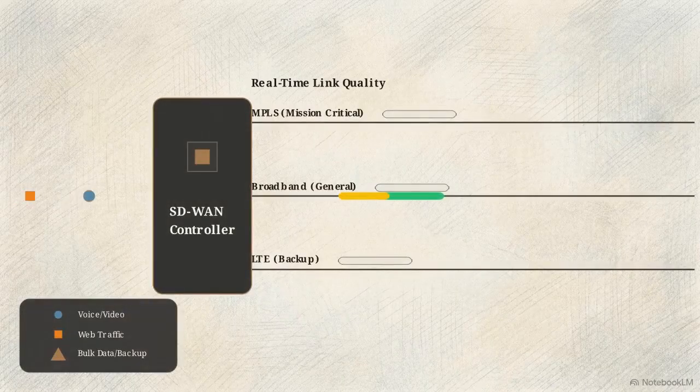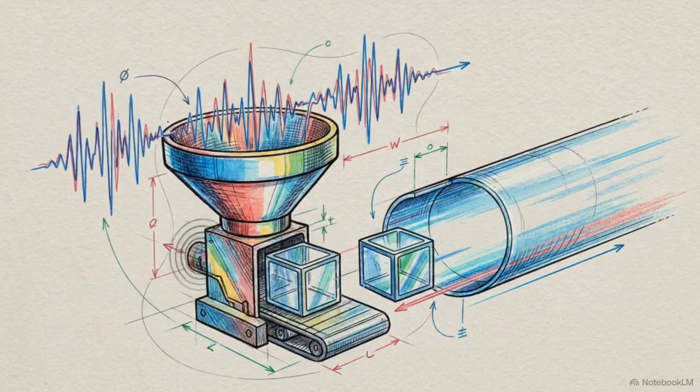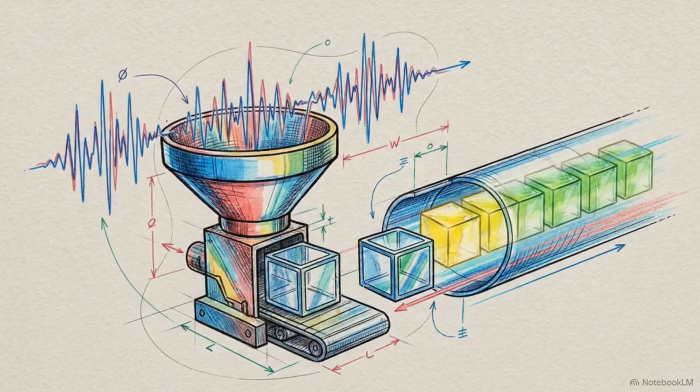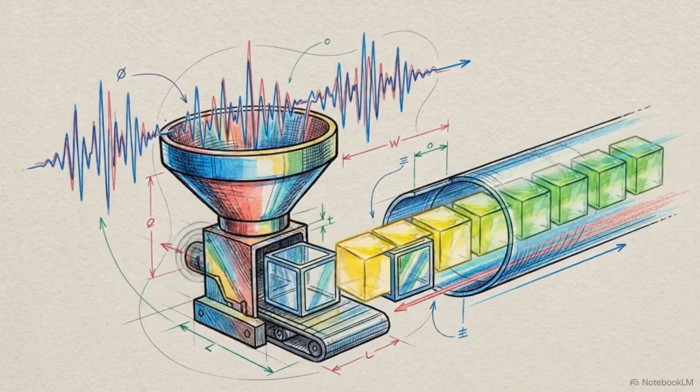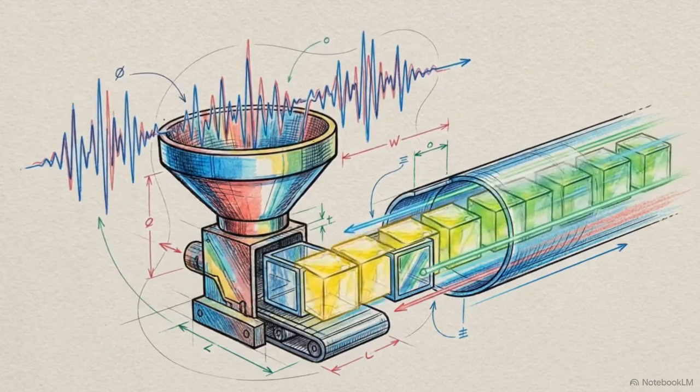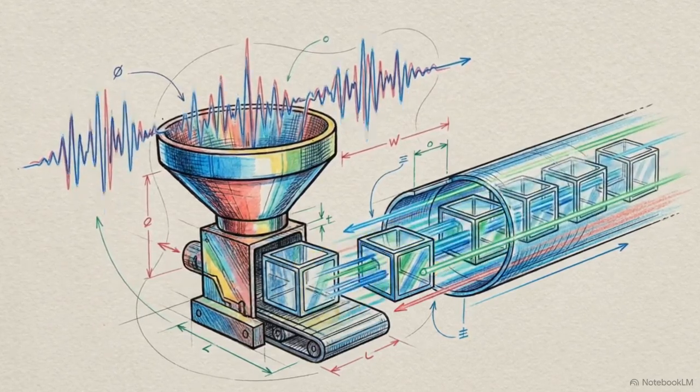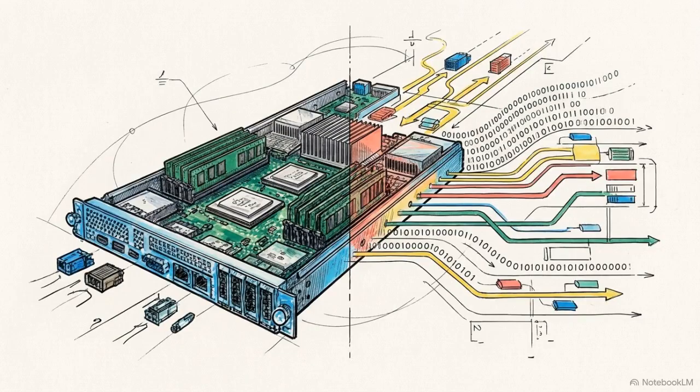Wide area networks moved from static leased lines to MPLS and modern SD-WAN, which uses software to steer traffic across multiple paths based on real-time link quality. Voice over IP completed this shift by digitizing and packetizing audio, allowing voice services to run as UDP streams over standard IP infrastructure. This transition moved enterprise communications away from hardware-defined circuits toward flexible, software-based routing.